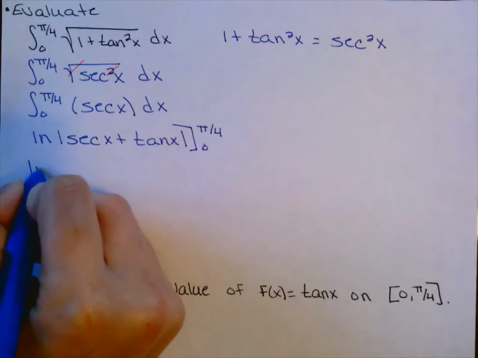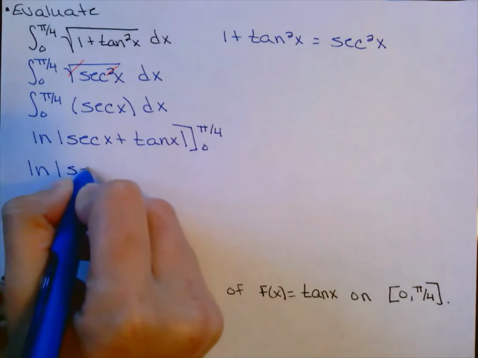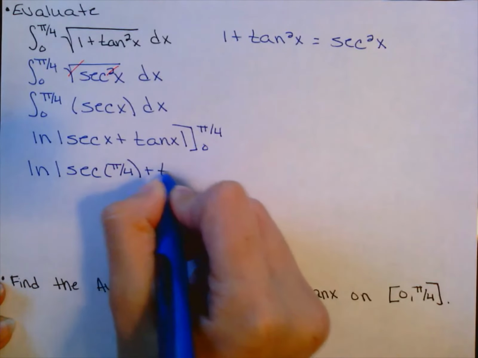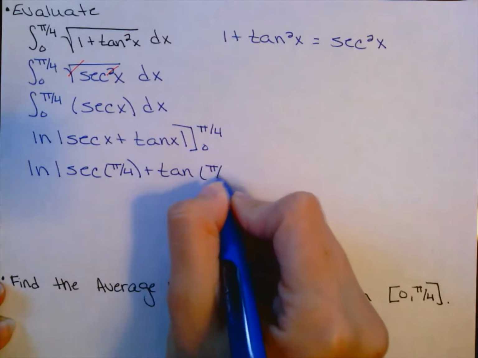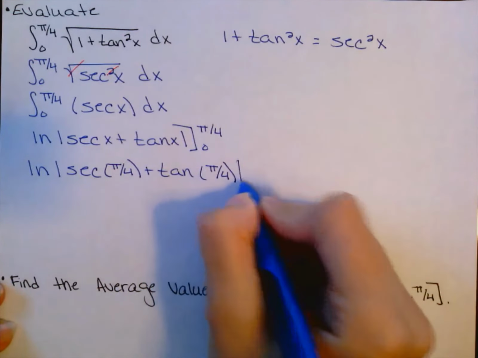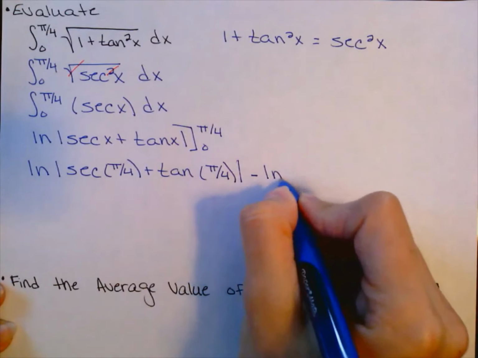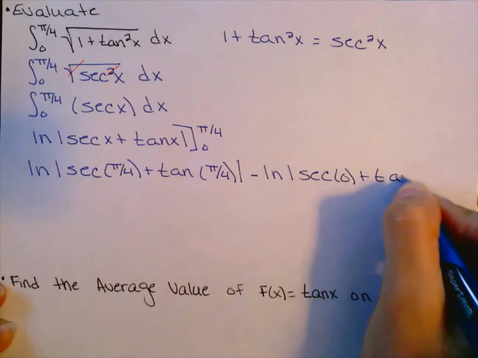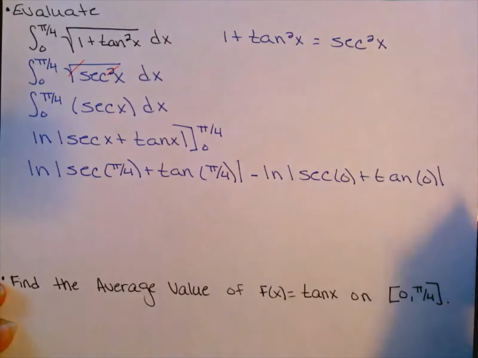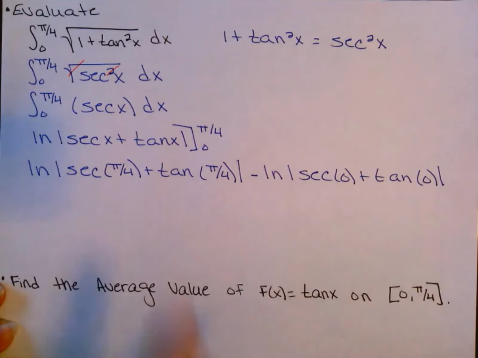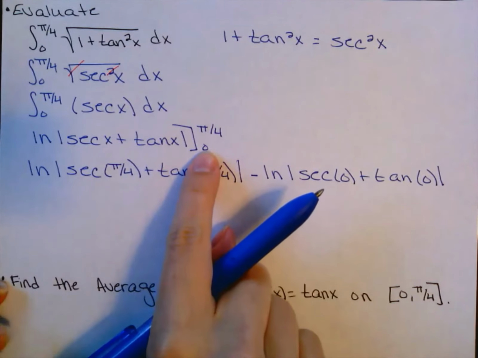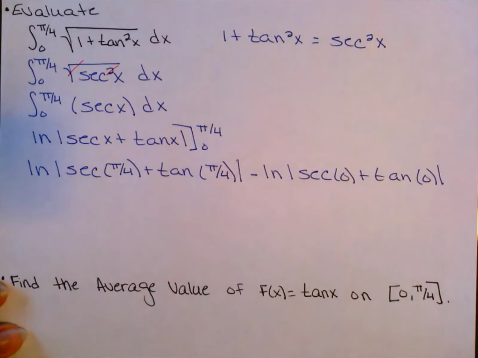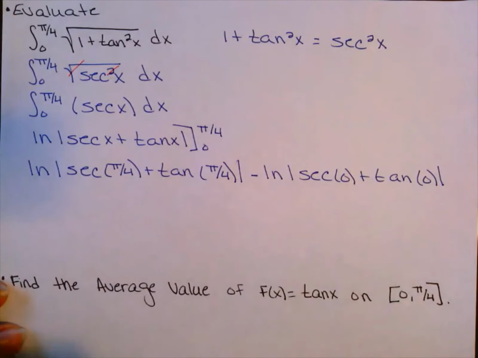So now I'm saying ln of absolute value of secant of pi over 4 plus tangent of pi over 4, close that absolute value, minus ln of secant of 0 plus tangent of 0. So we've talked about earlier on in chapter 4 that when that lower limit was 0, the second half would cancel out. Remember, that's only true for polynomials. Okay, the moment you see a trig function in there, that doesn't apply.